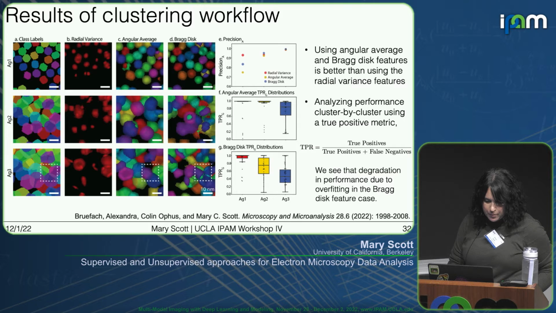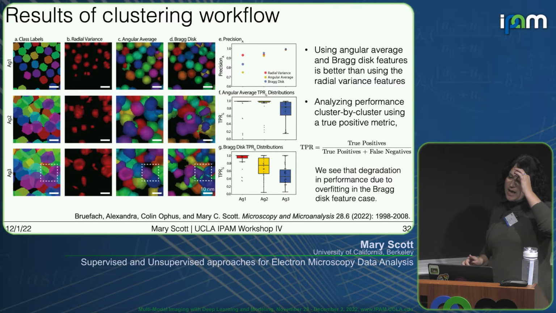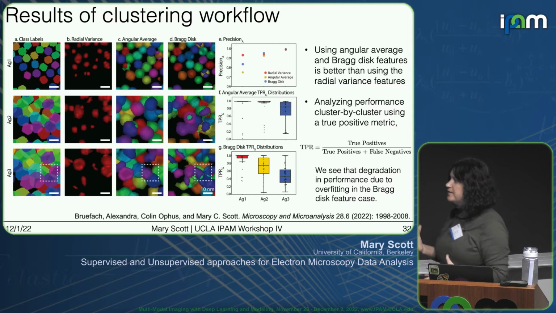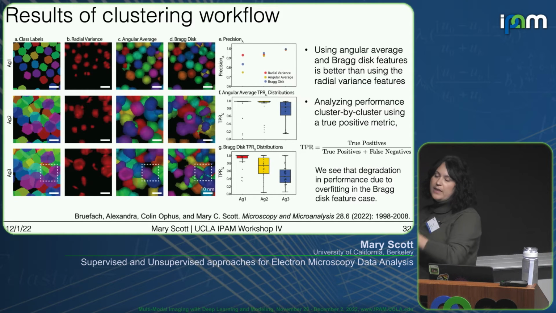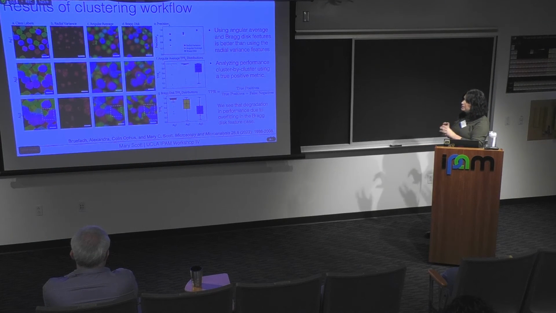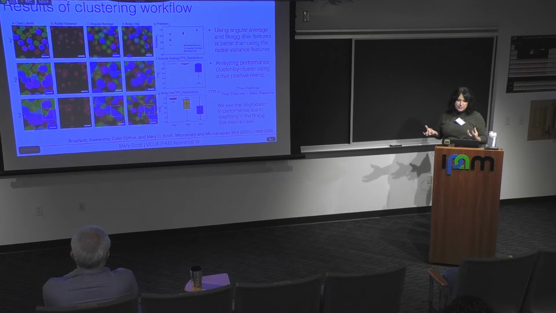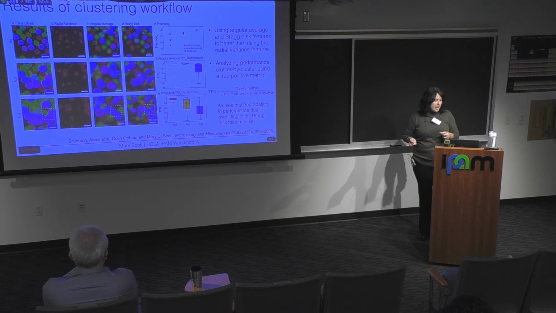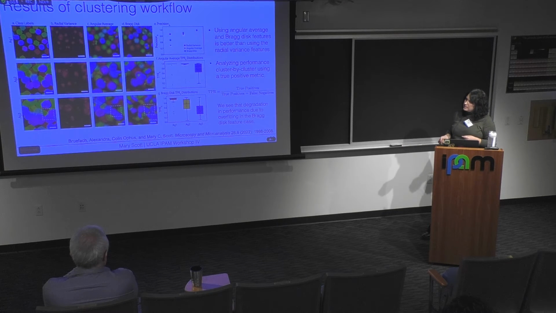And if we want to get a little bit more detailed, we can actually look at the distribution of performance basically for clustering the individual nanoparticles here. So looking kind of particle by particle or cluster by cluster, here we're using this true positive rate metric, which is really just the probability that a positive measurement will indeed test positive for individual nanoparticles. And we see, first and foremost, a distribution of performance from particle to particle. And we see a bit of degradation in performance according to this metric for the Bragg disk distribution.